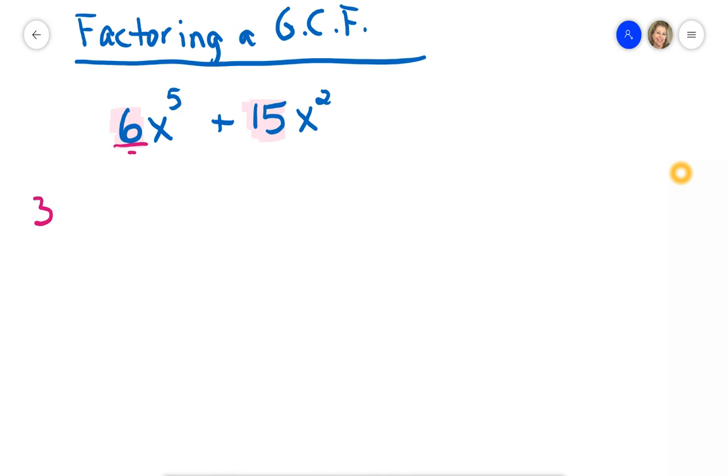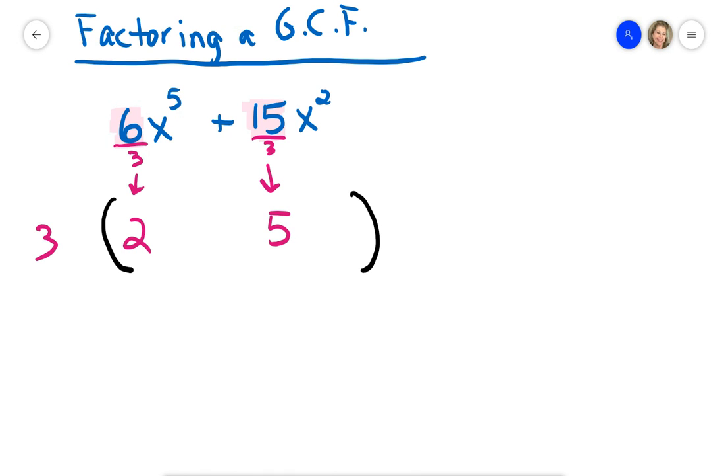Because 6 divided by 3 is 2. Put my 3 down here a little lower. And 15 divided by 3 is 5. And of course, when you're factoring out a greatest common factor, you're putting in parentheses here. There we go. Make some room.